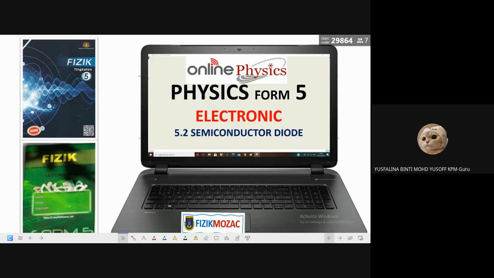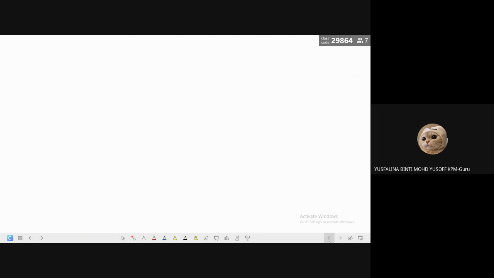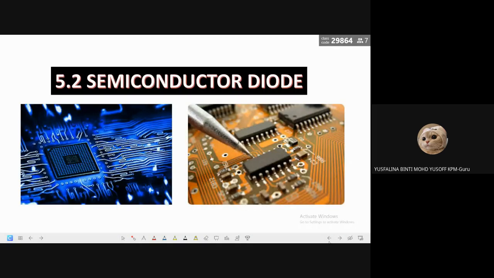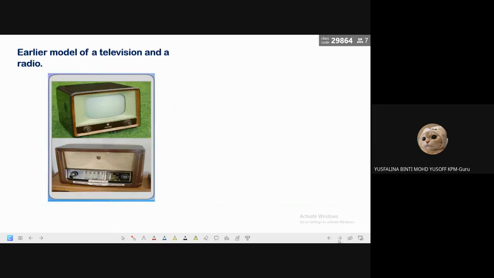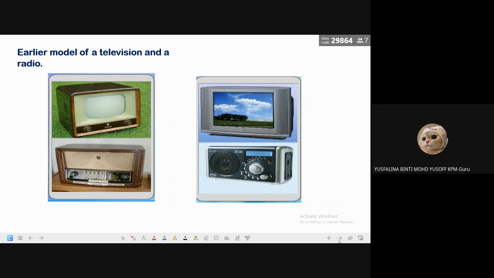Okay. All right. So the next one, this is a semiconductor diode. And what is actually a semiconductor diode? So this is the earlier model of television and radio, during the 1960s, right? So this is the type of television that I have, the thick one. Now you are using the thin one, and the quality of the picture is much better.